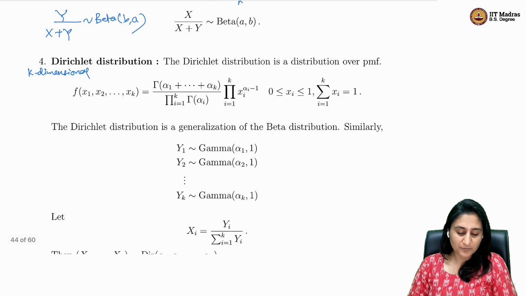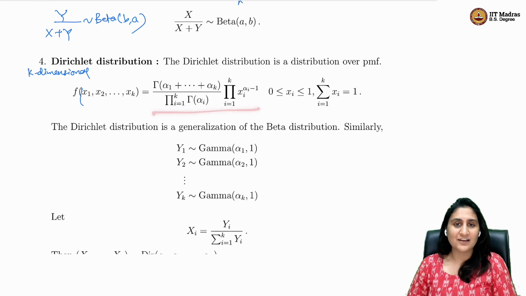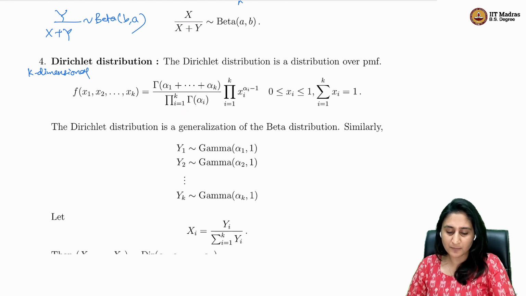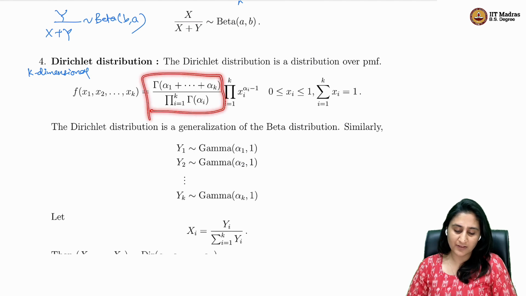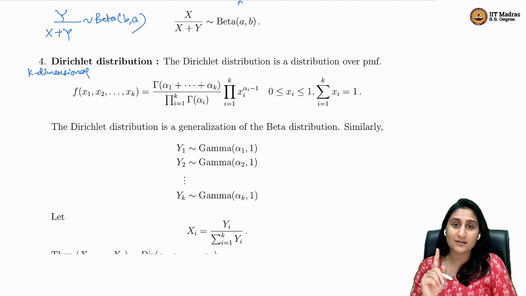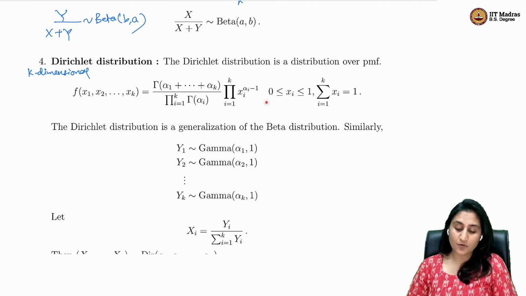The reason is that if you draw a value from this PMF, you're going to get k values because it's k-dimensional. The probability mass function of all those values is given some parameter alpha. These are fixed constants. Given alpha, the PMF is a constant value times the product of xi to the power alpha_i minus 1, where the support of the xi's are all positive.